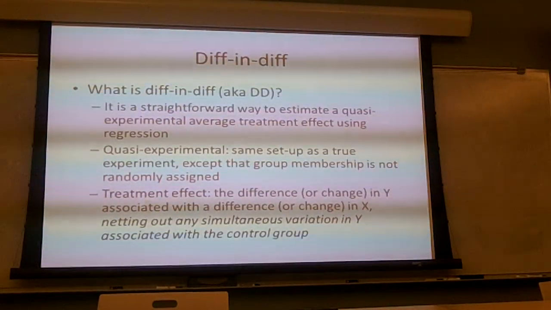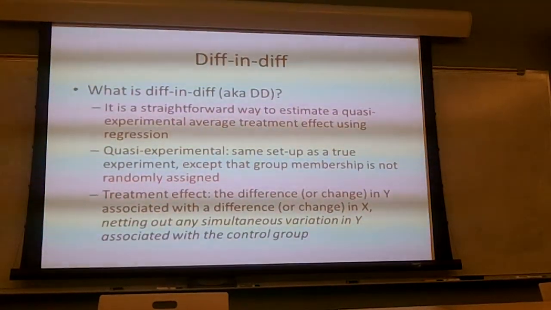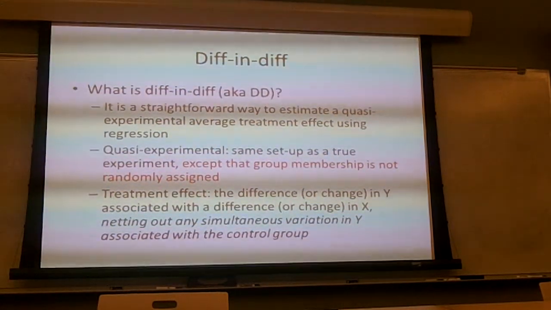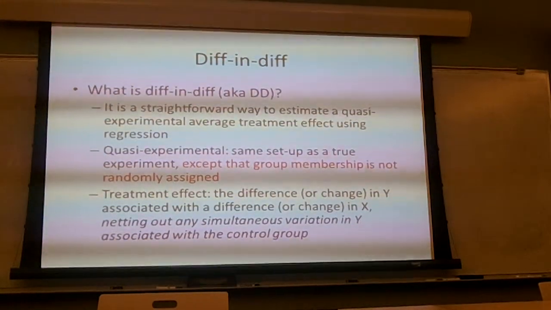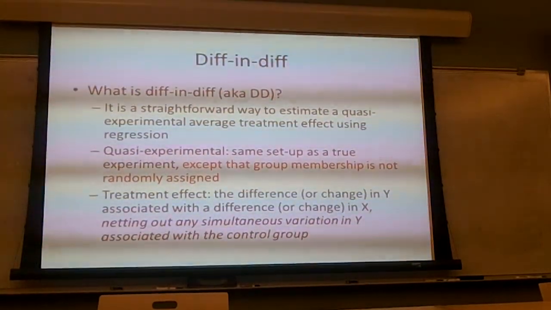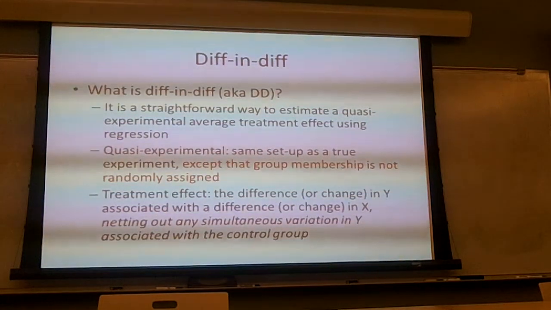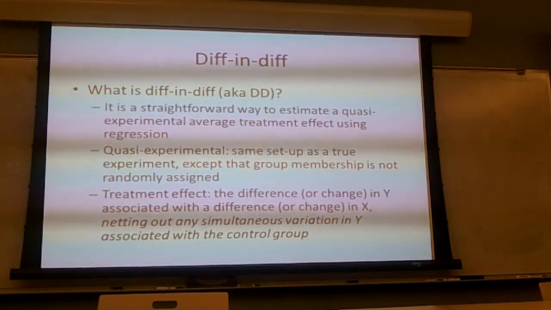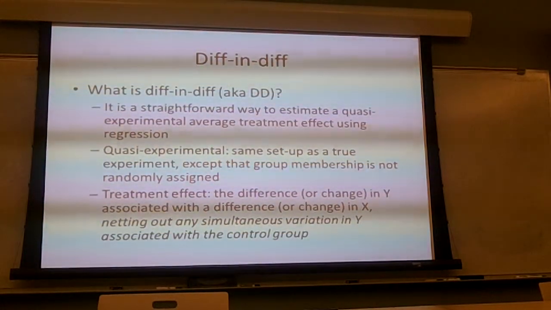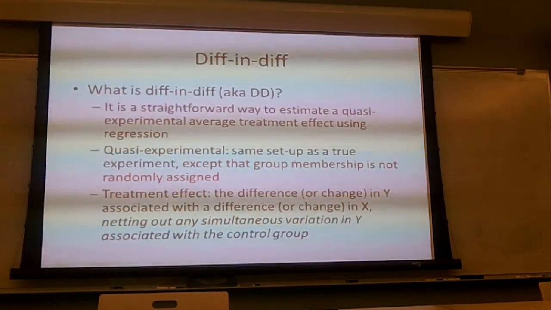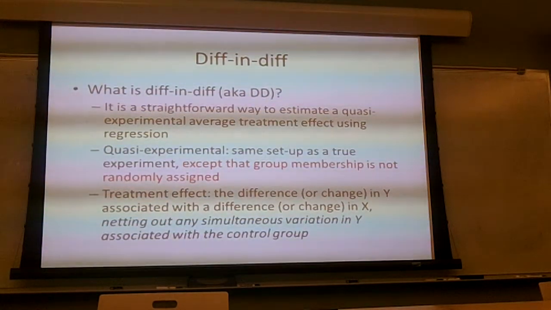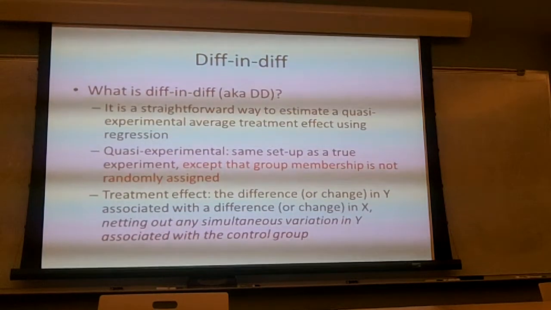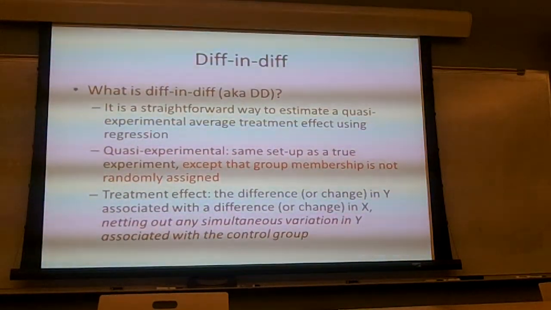I'm not kidding. So what is difference in differences? The straightforward way to estimate a quasi-experimental average treatment effect. The quasi part from quasi-experimental means we don't have random assignment of the treatment. I also use the word quasi-randomized to describe a propensity score. They're not the same thing exactly. Quasi-randomized in the context of propensity score just means that if everything's balanced on the observable covariates, we're assuming it's also balanced on the unobservable covariates. Here we're saying we have an experimental design, but the treatment is not randomly assigned.